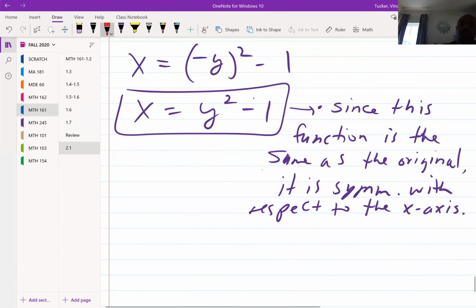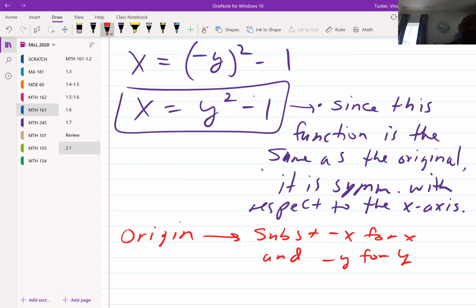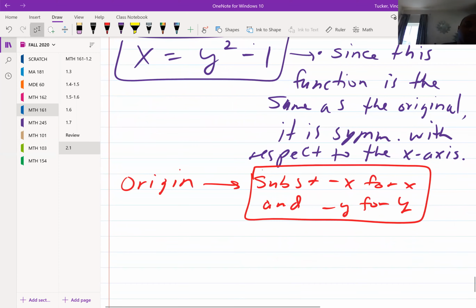All right, and then finally we want to check symmetry with respect to the origin. And in order to do that, we will substitute negative x for x and negative y for y. So we have to do both in order to establish whether it is symmetric with respect to the origin. So plugging in negative x, plugging in negative y.